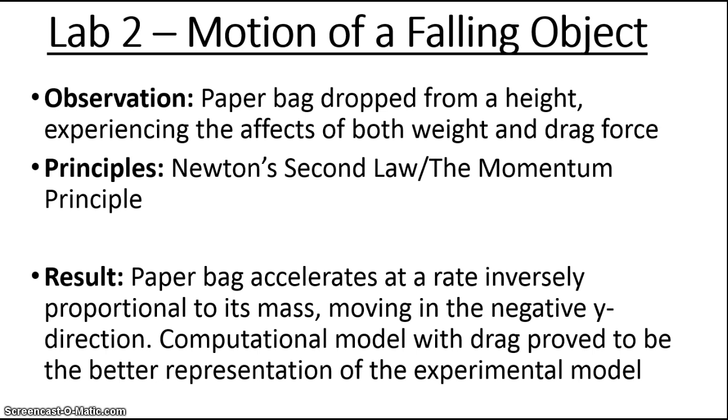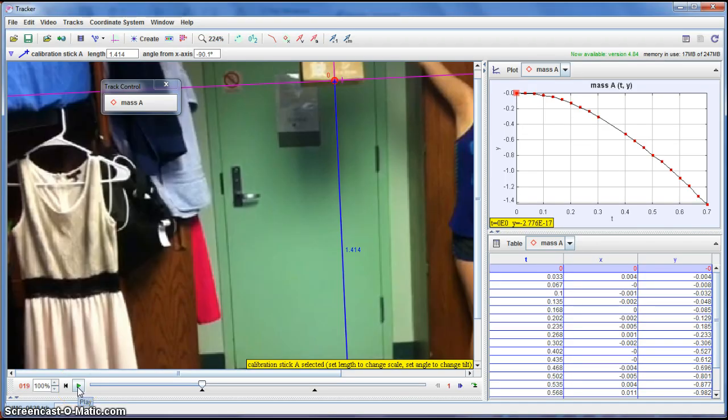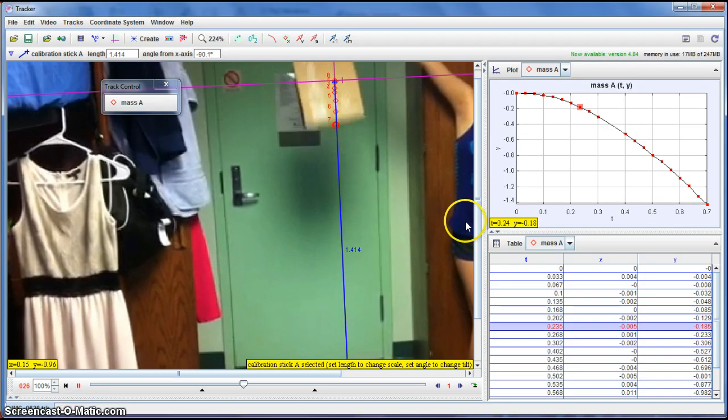The object will accelerate at a rate which is inversely proportional to its mass, and the object moves in the negative y direction because it is being dropped from a height of 1.414 meters. Here is the video of the bag being dropped and the corresponding graph using point mass.